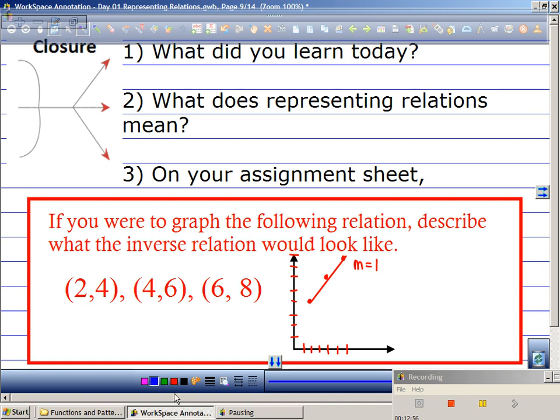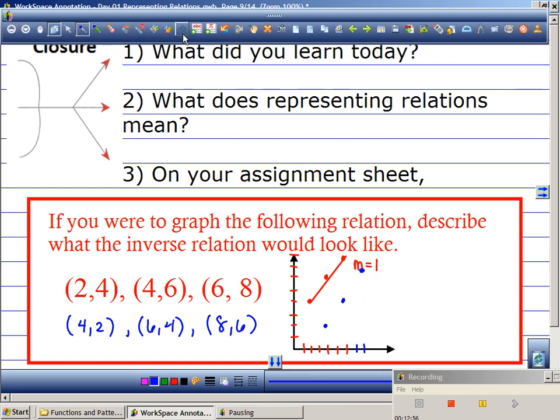All right, so what would be the inverse? I would switch the X and the Y, so it would be 4, 2, and what? 6, 4, and 8, 6. So my question to you is, what does that do to my graph? 1, 2, 3, 4, 1, 2. 1, 2, 3, 4, 5, 6. 1, 2, 3, 4. And this is a pretty rough sketch. And 8, 6. So what does that do to my graph?